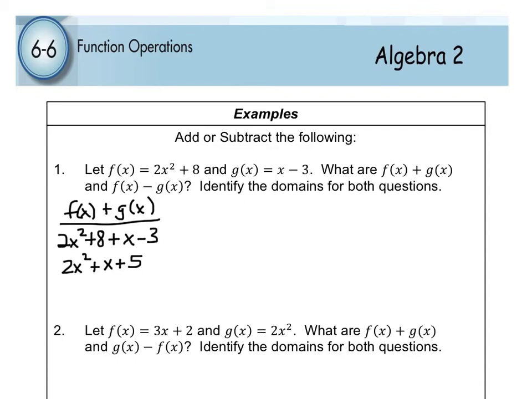Now, the last part that you'll need to do is what we call the domain. Again, the two things you're looking for: are there any fractions in our problem, and are there any square roots? If there are not, then your domain is all real numbers. You can put in whatever number you want in for x.